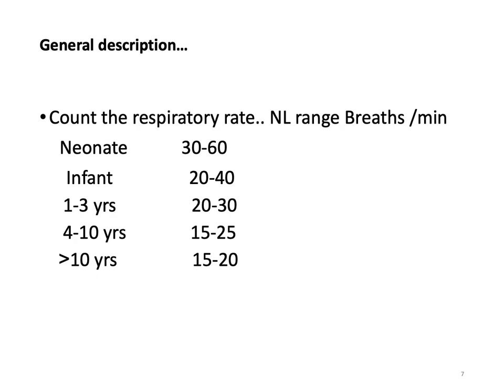Counting the respiratory rate is very important in evaluating the state of dyspnea of the patient. We should know the upper limit of normal respiratory rate in infants and children. The upper limit of respiratory rate in neonates is up to 60, in infants up to 40, 1 to 3 years up to 30, 4 to 10 years up to 25, and more than 10 years up to 20.